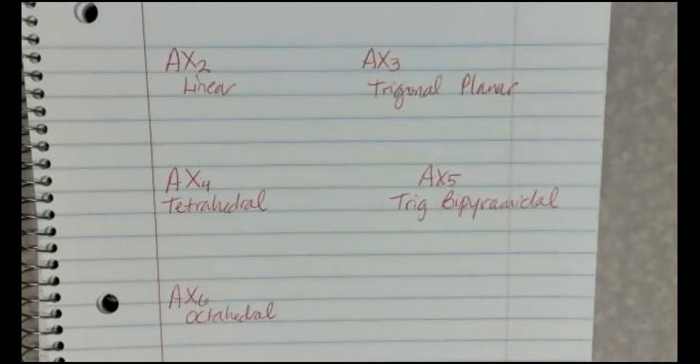So on the first page of the chapter 11 notes, we're just going to go through the main electron geometries. And I've got those listed on this piece of paper just to get us started.